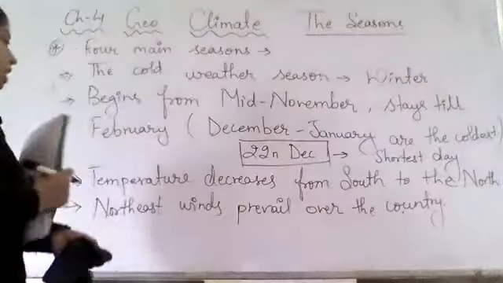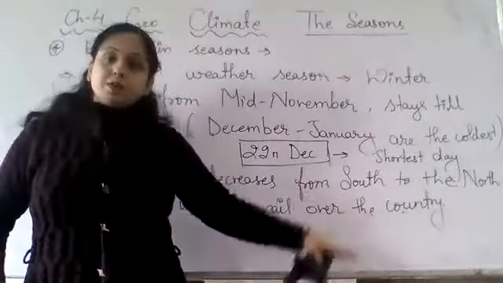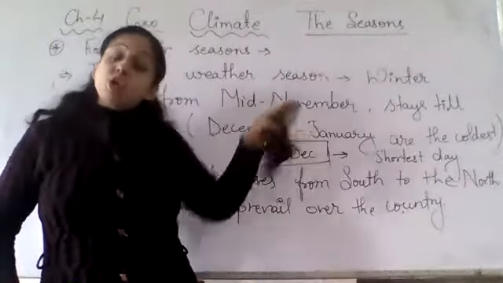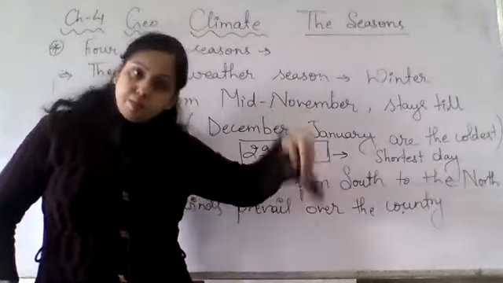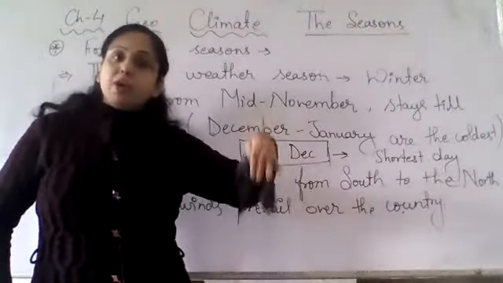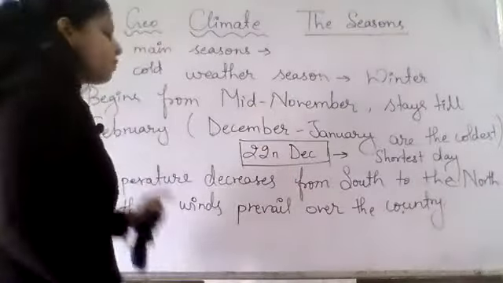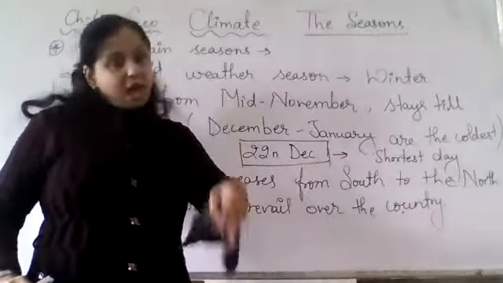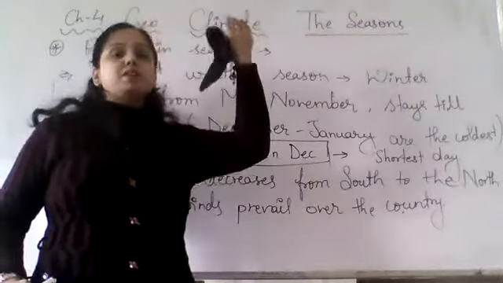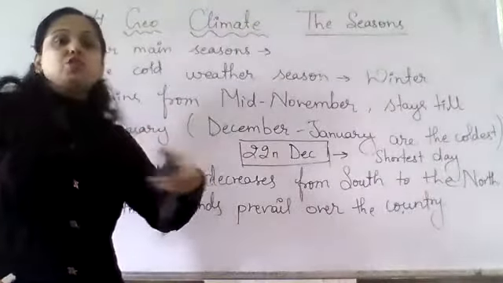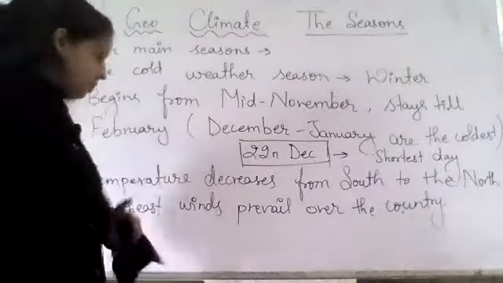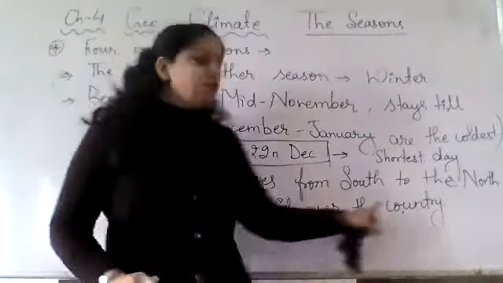So the temperature will decrease from south to north because the ITCZ is downwards now. Okay, it is below, at the Tropic of Capricorn. That is why the south will have the maximum temperature and it will decrease as you come to the north. So the north will face extreme weather, extreme cold conditions. Northeast winds prevail over the country.